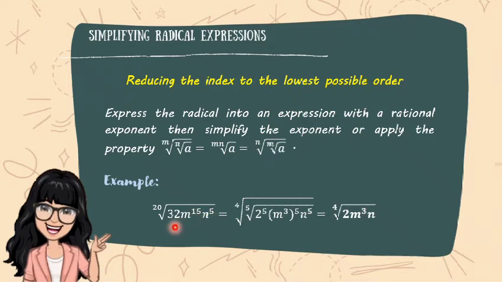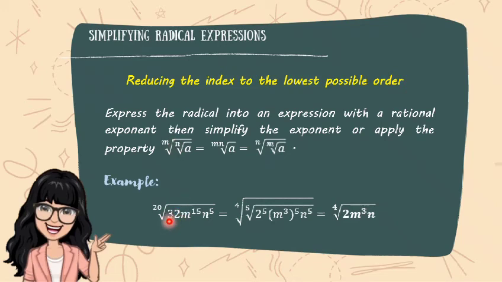Now we are already familiar with 32. 32 has a fifth root. Remember that. 5 is also a factor of 20. So it would be possible for us to express our index as a product of 4 and 5. So we will be getting the fifth root. Now, let's have m raised to 15. Would it be possible to get the fifth root of m raised to 15? Of course, because our exponent here is divisible by 5, which is the index. How about n raised to 5? It would also be possible to get the fifth root of n raised to 5 because our exponent here can be divided by our index, which is 5.